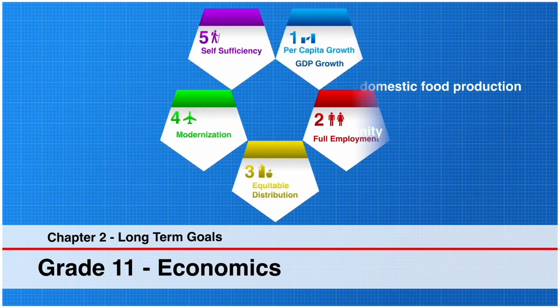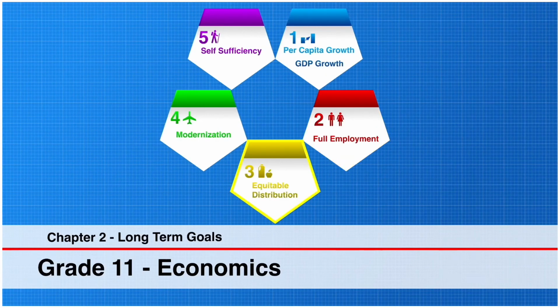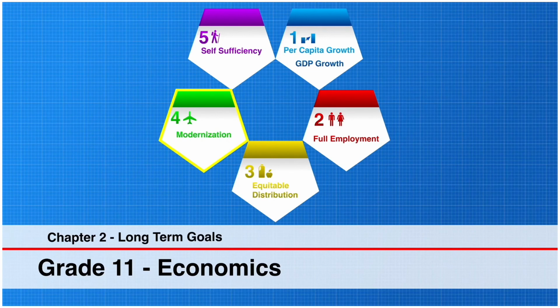Now that we have a clear understanding of each of these, let's jump back to the beginning again. We have 5 distinct long-term goals that the Indian government is trying to achieve. Firstly, growth in terms of both GDP and GDP per capita. Secondly, full employment. Thirdly, equitable distribution. Fourthly, modernization. And finally, self-sufficiency. Now that you understand each of these in detail, you'll be able to understand what each short-term plan is attempting to achieve.